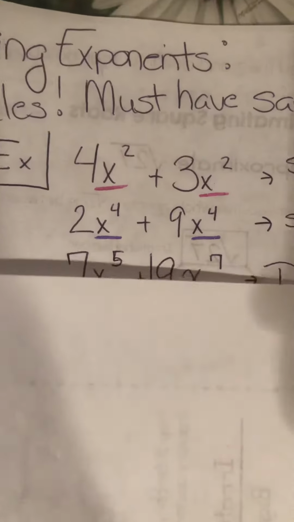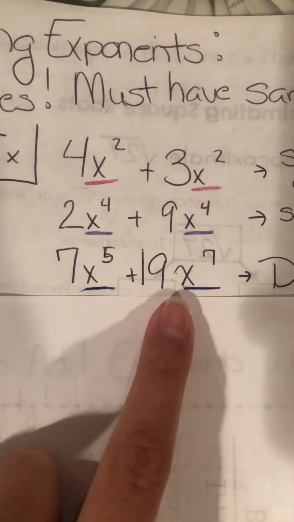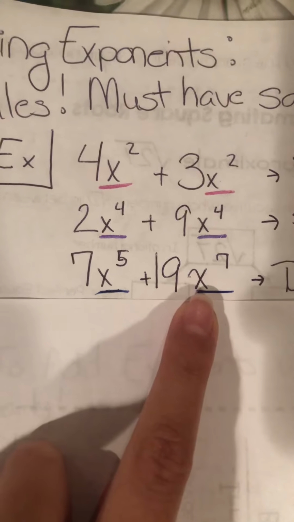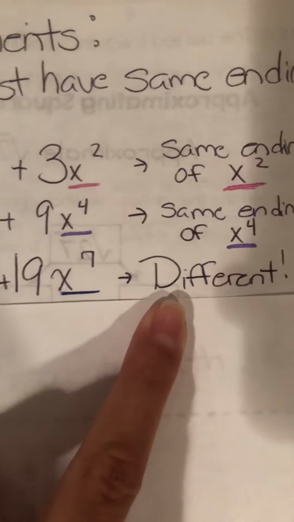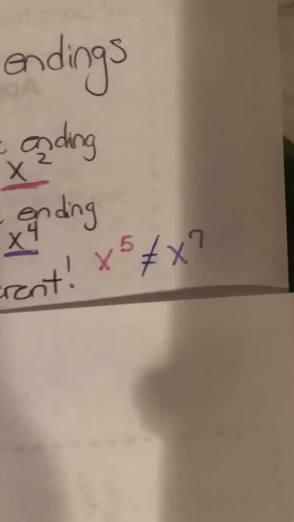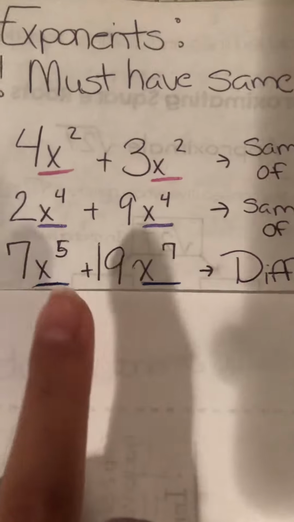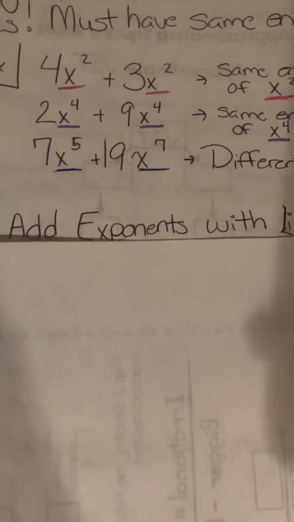Here's the last example. 7x to the fifth and 19x to the seventh. Would I be able to add those together? The answer is no, because they have different endings. X to the fifth is not the same as x to the seventh. Therefore, you would not be able to add those together, and I will show you what to do in that case if you end up getting a number like that.